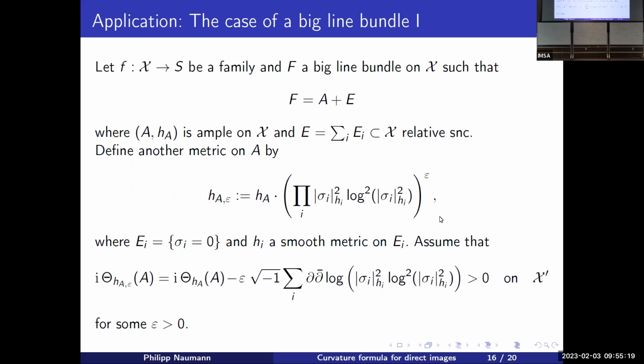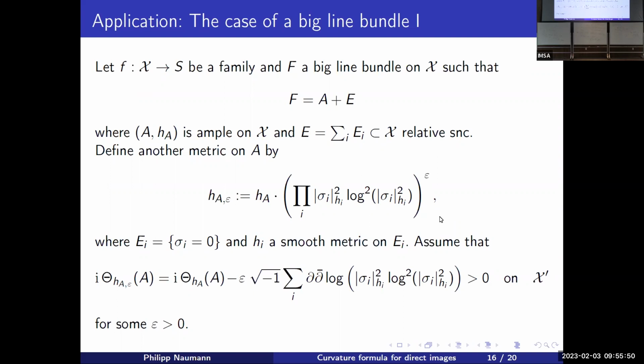And I assume that somehow by doing this, I do not change the curvature of it. But this is okay in the compact case. Maybe also if you have some quasi-projective case where you can compactify your things. But of course, in general, in the open case, I have to assume it. And then you are in the situation where you can apply this theorem.